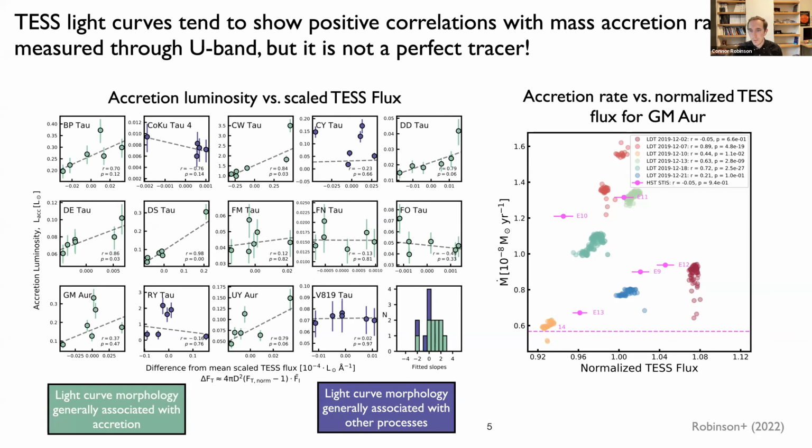Similarly, over on the right, I'm showing TESS flux on the x-axis and mass accretion rate as measured through U-band on the y-axis for GM Aur. Each of the nights is given by a different color. Even within a single object, we find that there's not a one-to-one correlation between what we're observing in TESS and the mass accretion rate that we're inferring from these shorter wavelength studies. Perhaps even more worryingly, we see that the slopes for some of these nights seem to be different as well.